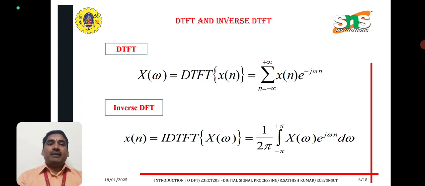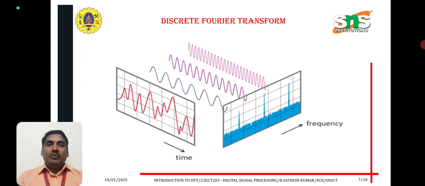Next one, the DTFT can be defined as X of omega is equal to DTFT of x of n, which is summation n equal to minus infinity to plus infinity x of n into e power minus j omega n. The inverse DTFT is x of n is equal to 1 by 2 pi integral over minus pi to pi X of omega into e power j omega n into d omega. Now we can see the discrete Fourier transform. With the discrete Fourier transform, we can convert the time domain into the frequency domain.